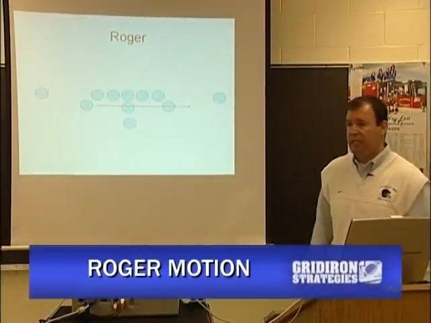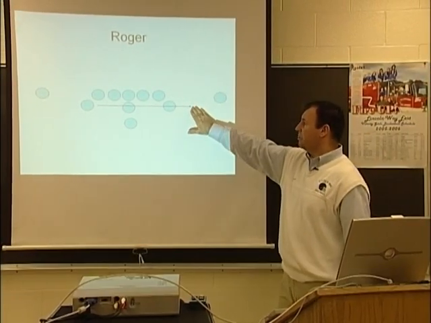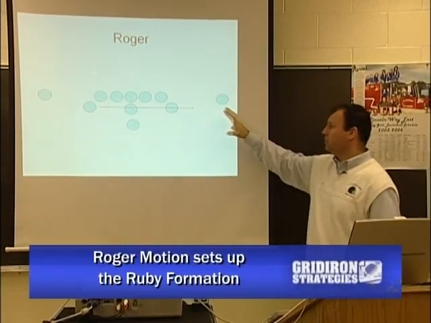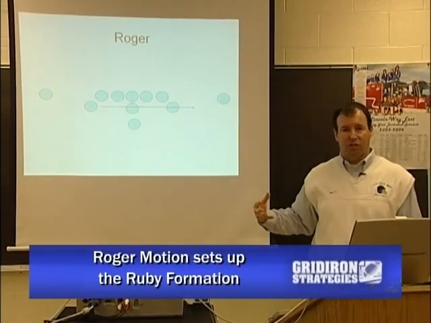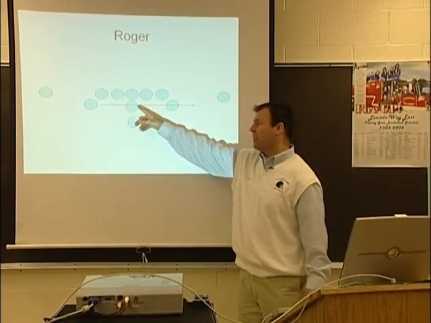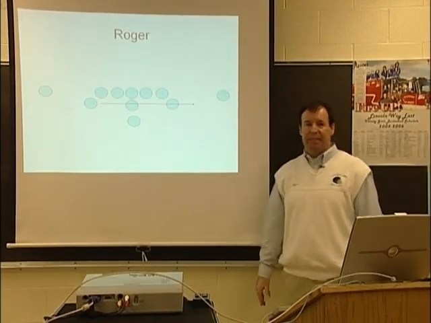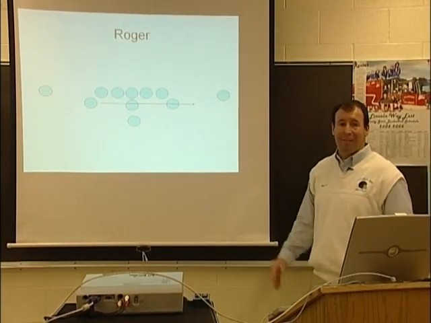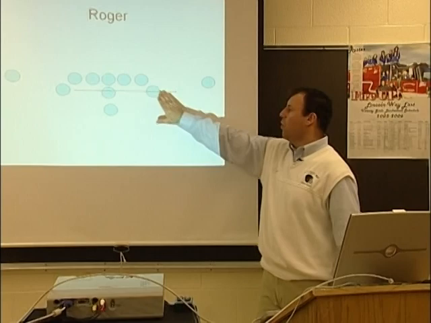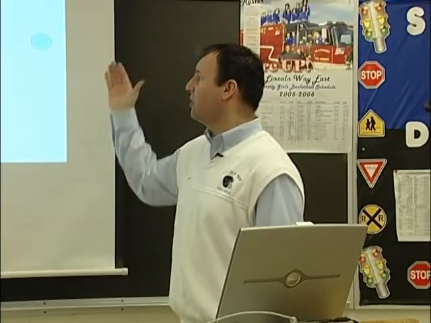Our Roger motion is our motion that's going all the way across the field and splitting the difference between our wing and our wide receiver. In this Roger motion, we're trying to set up our ruby formation, as we showed you earlier. This running back is sprinting as fast as he can and then slowing down once he gets to the spacing that we need him at in this particular set. So in Roger, the T's coming all the way across and slowing down where he's splitting the difference between the tackle and the wide receiver. That's what we call our Roger motion.